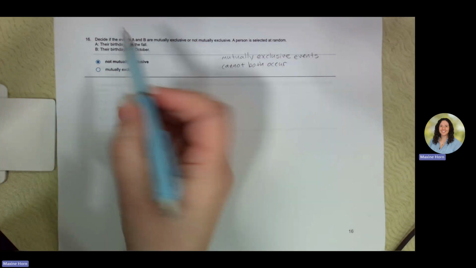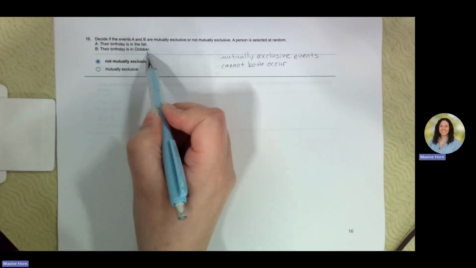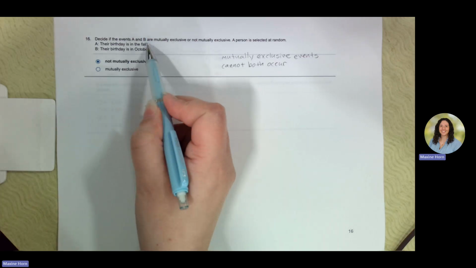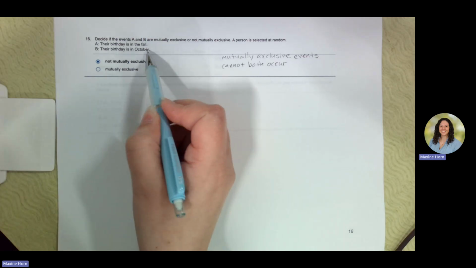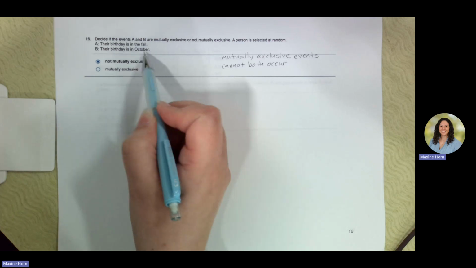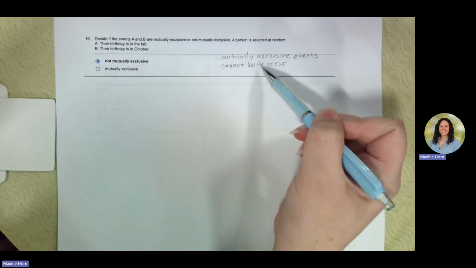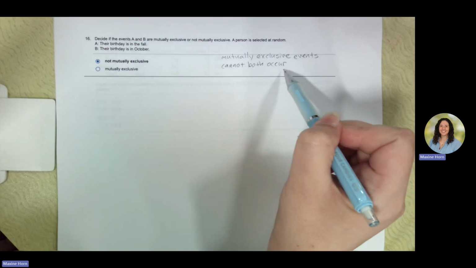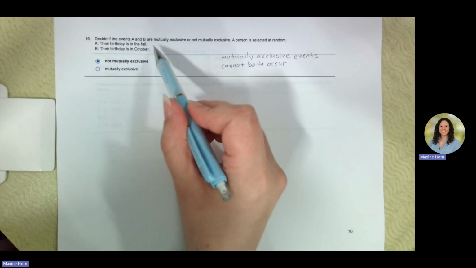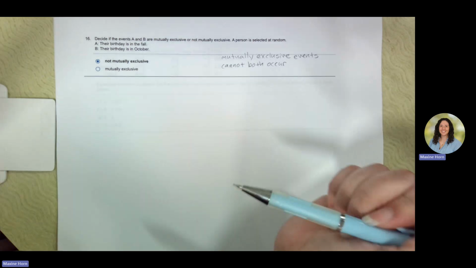So their birthday's in the fall and their birthday's in October. My birthday's in October and my birthday is always in the fall. Fall encompasses all of October, right? The fall starts on September 22nd and goes until, I don't know, November something. So the whole of October is in the fall. So they're both existing at the same time, which means they're not mutually exclusive. Because remember, mutually exclusive means that they can't both occur. But these can both occur at the same time, which is why they're not mutually exclusive.